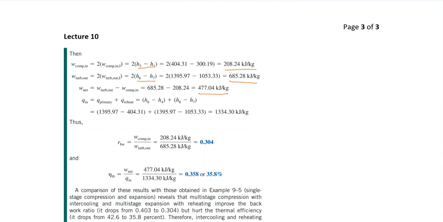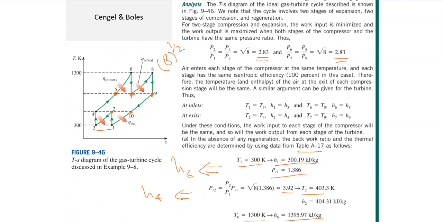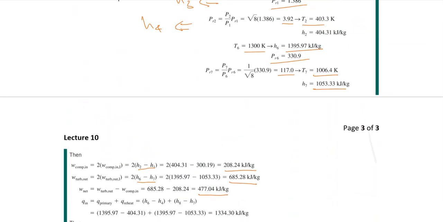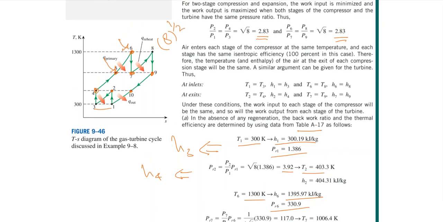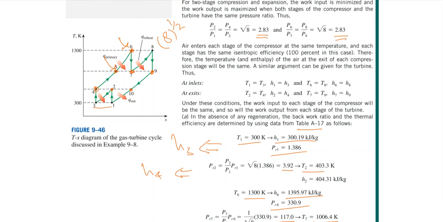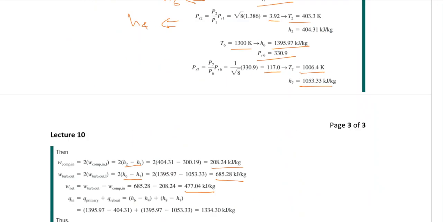If we are not using a regenerator, our heat transfer would be from 4 to 6. And if we are using the regenerator, our heat transfer would be from 5 to 6, somewhere here. So let's find the regenerator case. The heat transfer without a regenerator will be from 4 to 6, and we also have reheating from 7 to 8. So we will be using the primary combustion chamber, and obviously the reheating combustion chamber.